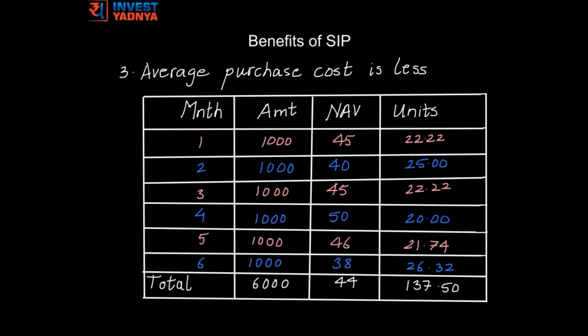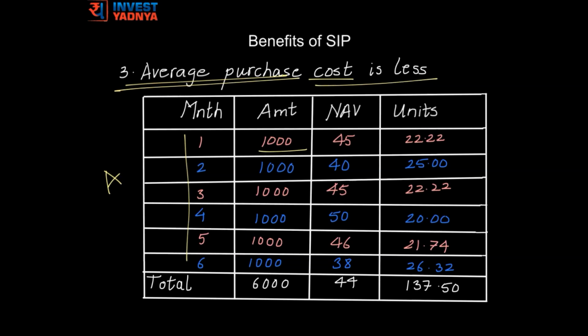The next benefit of SIP is that the average purchase cost of units of mutual fund that you have invested in is less. Let's take an example to understand this better. Let's assume you have invested in mutual fund A. You invest 1000 rupees monthly. Let's see how over a period of 6 months, your average purchase cost is less.